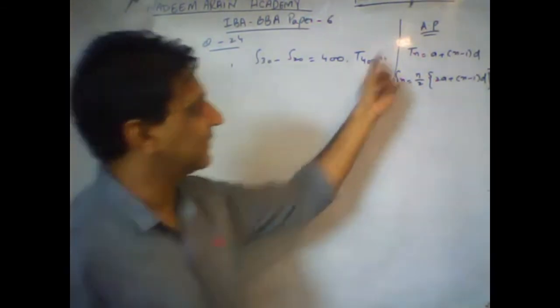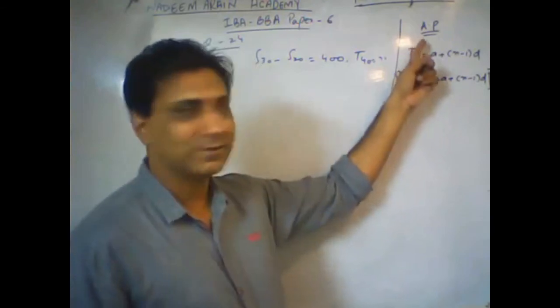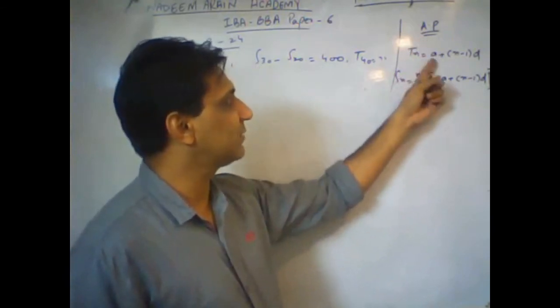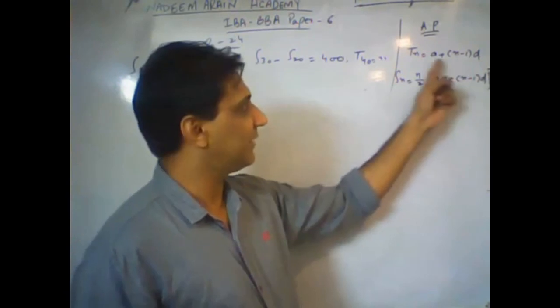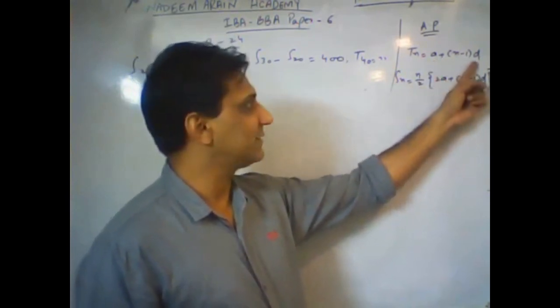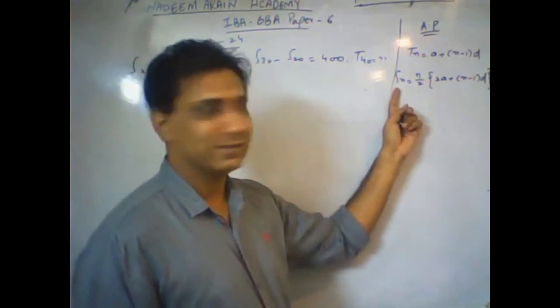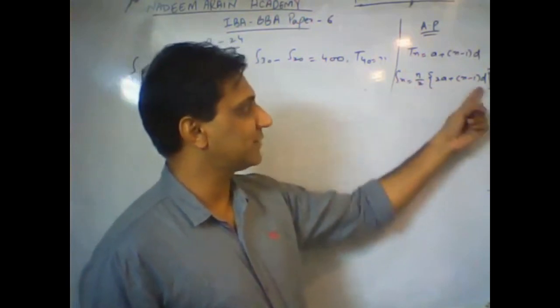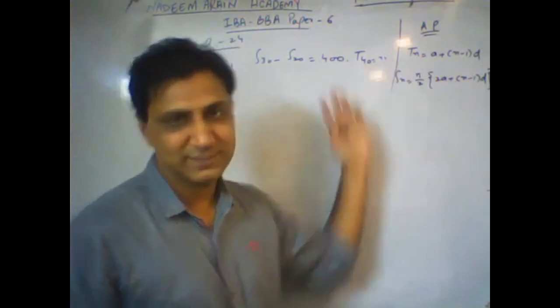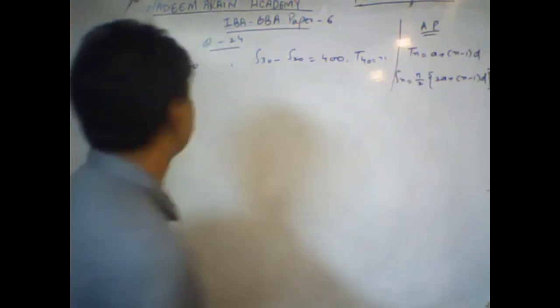Okay, so better brush up these formulas for arithmetic progressions. The nth term is equal to a plus (n minus 1)d, where a is the first term, d is the common difference and n is the number of terms, right? And Sn is the sum to n terms, n over 2 times (2a plus (n minus 1)d), and a, n, and d stand for the same variables.